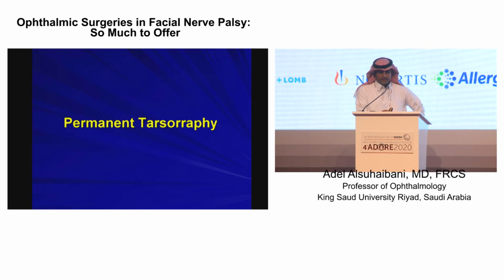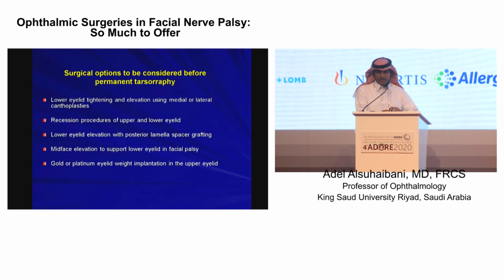Permanent tarsorrhaphy, it's something that I don't like to do unless I have to. I'd like to use other options before going to permanent tarsorrhaphy, because most of the patients don't like having their eyes closed either medially or laterally. So what other things can you do to avoid permanent tarsorrhaphy? You can do lower eyelid tightening with elevation of the medial and lateral canthopexy or canthoplasty.